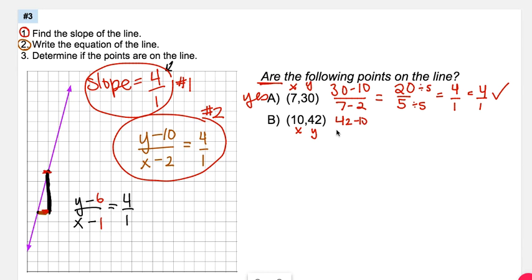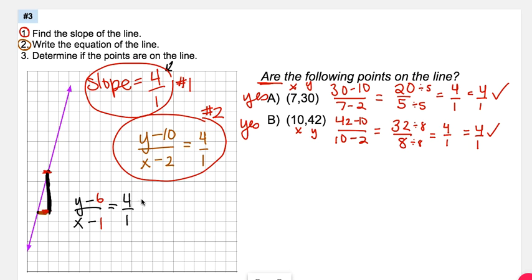42 minus 10 over 10 minus 2. 42 minus 10 is 32. 10 minus 2 is 8. If I divide each by 8, I get 4 over 1, which equals 4 over 1. Yes, it's true. So both of those points are on the line.